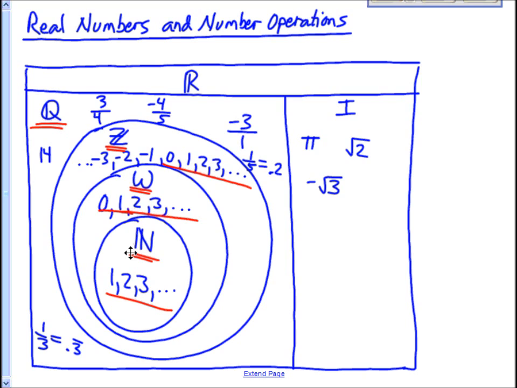We'll talk about another very famous irrational number as we go through this course. Now, the real numbers. You see that R up there?